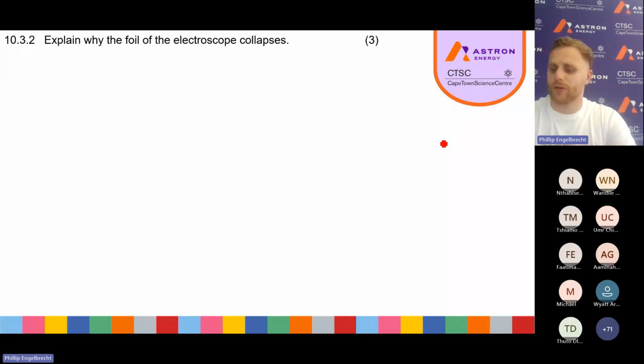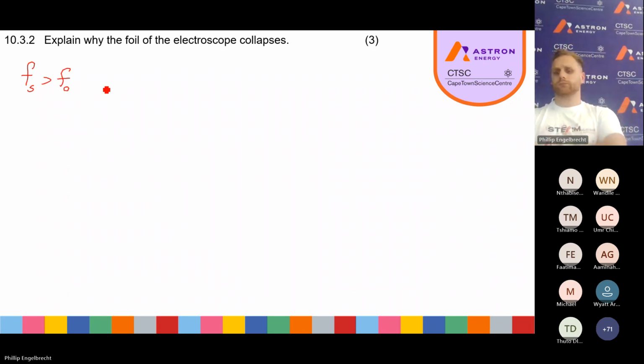So, number 2 says, explain why the electroscope foil collapses. So why did it collapse? You guys can explain that for me. Second last question, why did it collapse? You guys can post it in the chat. You have 1 minute. I already explained it in the previous slide. Okay, so guys, explain for me why the electroscope collapsed. Okay, 1 minute.